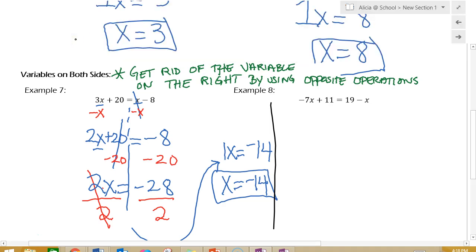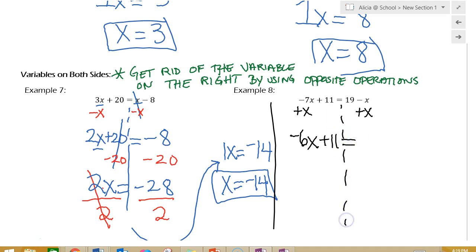Alright, final example here for this video. I have to bring over my one variable that's on the right side to combine it with the one that is on the left. So if I am subtracting x, the opposite is adding x over to the other side. Combining like terms, I have a negative 7x plus x, which gives me a negative 6x plus 11. Don't forget my equal sign there. 19, and negative x plus x is 0.